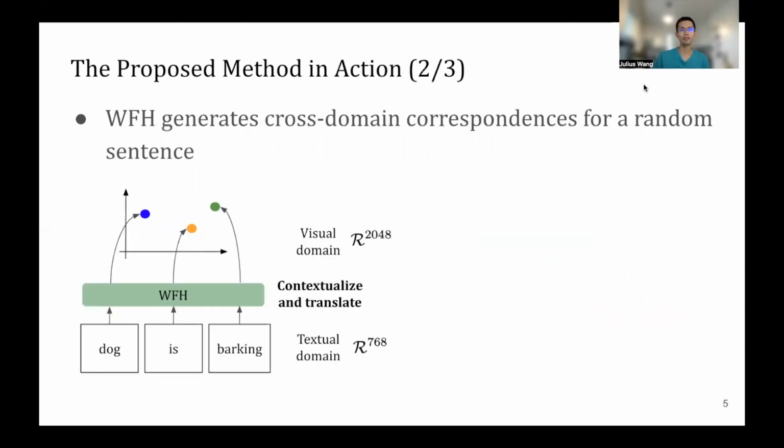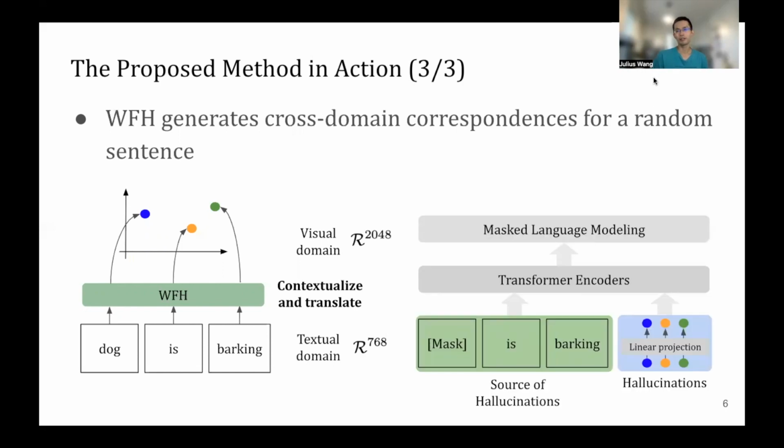And why is that useful? Because then WFH is able to generate cross-domain correspondences for a random sentence. Given a sentence like "dog is barking", WFH firstly contextualizes the input tokens and then translates each input token into the correspondence.